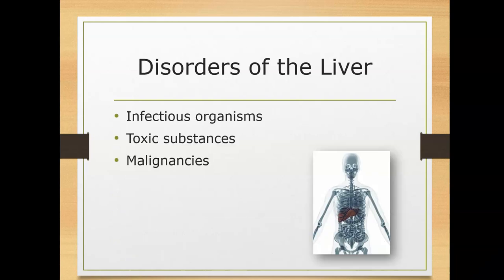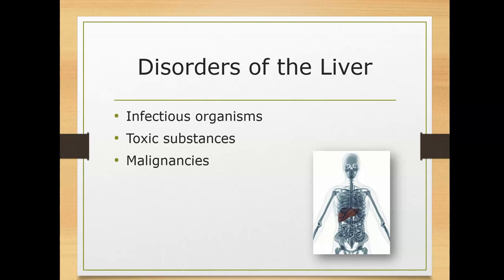When you consider disorders of the liver, you will generally see disorders related to 3 different pathologies. You can have disorders related to infectious organisms, which we're going to talk about here. You can also have a disorder of the liver related to exposure to a toxic substance. So let's think about what substances are toxic to the liver.